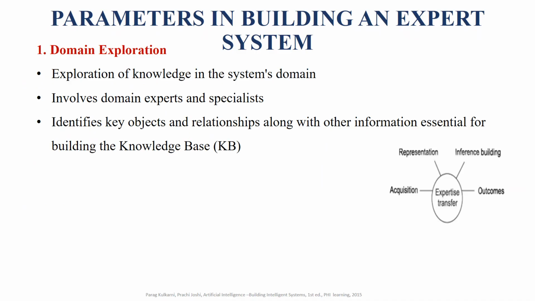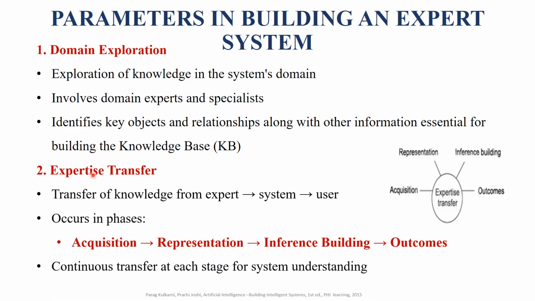Parameters in building an expert system. Number 1 is domain exploration, exploration of knowledge in the system's domain, which involves domain experts and specialists. It helps us in the identification of key objects and relationships along with other information which is essential for building the knowledge base. Number 2 is the expertise transfer.